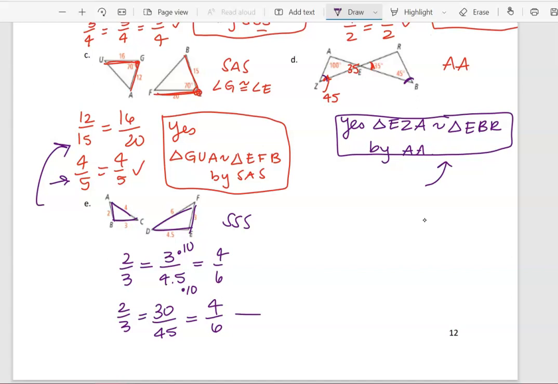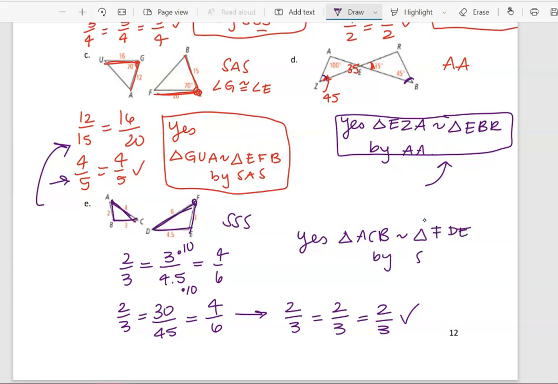And then now let's reduce and see if I get the same scale factor. 2/3 equals, hey, 2/3 equals 2/3. So amazing, I can say yes. I'll start at the top here and go along the longest. Triangle ACB is similar to triangle, start at the top and go to the longest, FDE by side, side, side.